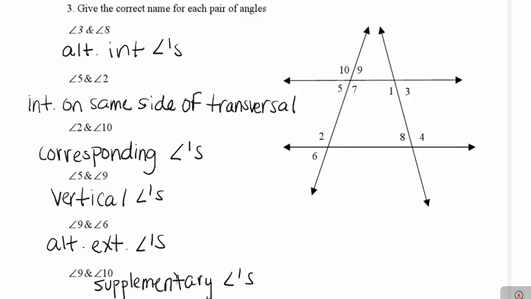So check your answers. The first set of angles, 3 and 8, are alternate interior angles. 5 and 2, those are interior on the same side of the transversal. 2 and 10 are corresponding angles. 5 and 9 are vertical angles. 9 and 6 are alternate exterior angles. And then the last set, 9 and 10, those are supplementary angles. So take a look, see how you did, and then we're going to move on and actually talk about parallel lines next.